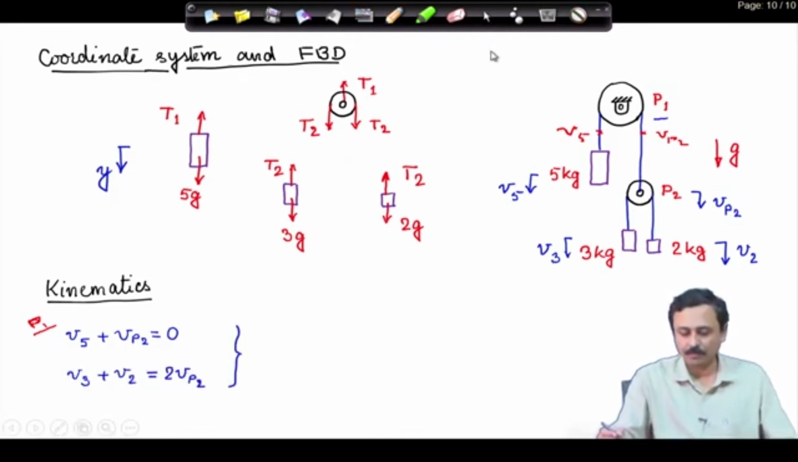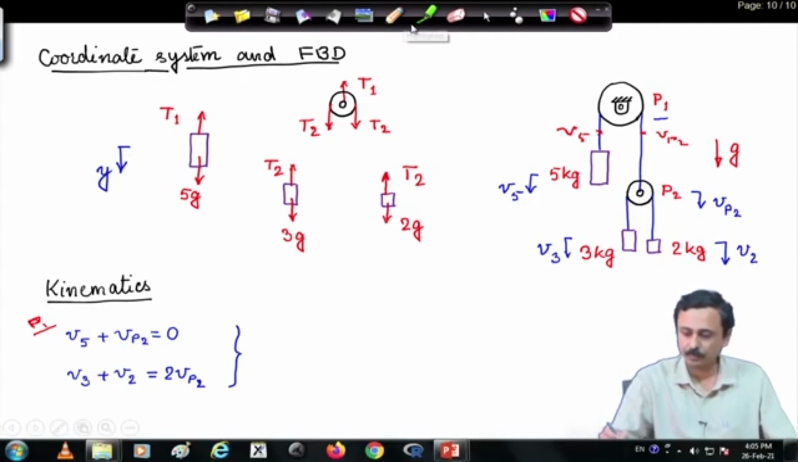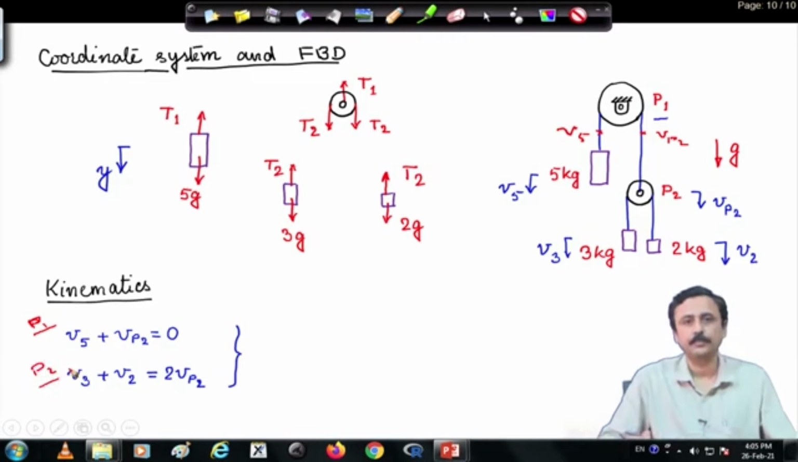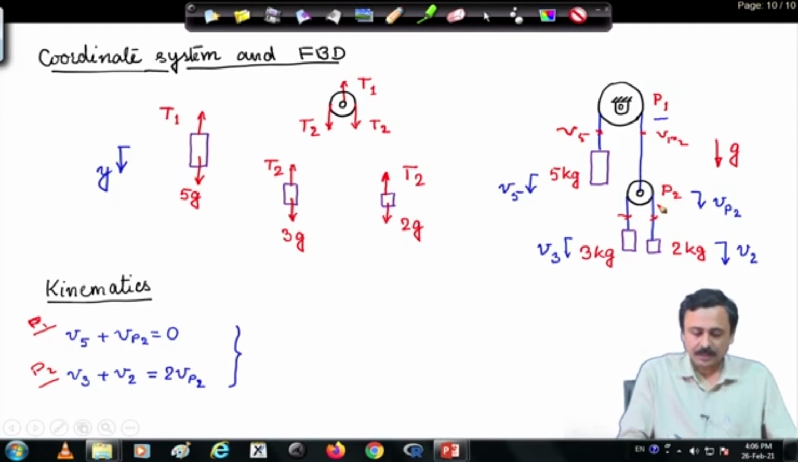The second relation comes from this pulley P2. If you look at 2 points on these 2 parts of the string that is going over pulley P2, and also observe that V3 and Vp2 are in the same direction away from the pulley, similarly V5 and Vp2. So, for pulley P2, V3, velocity of body 3, plus velocity of body 2 must be equal to 2 times velocity of the pulley.